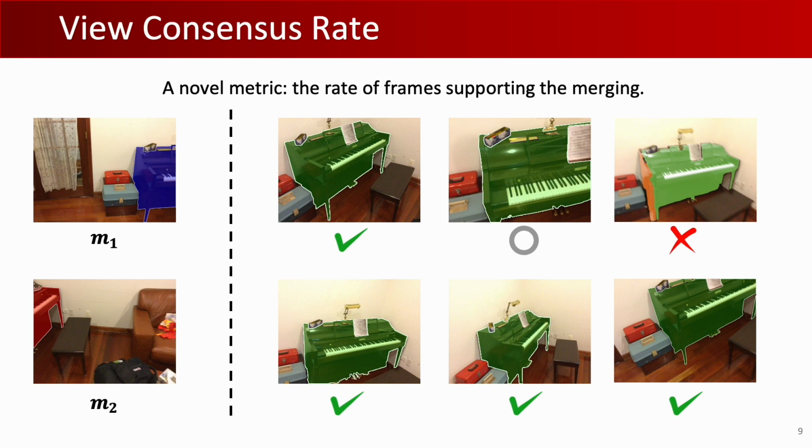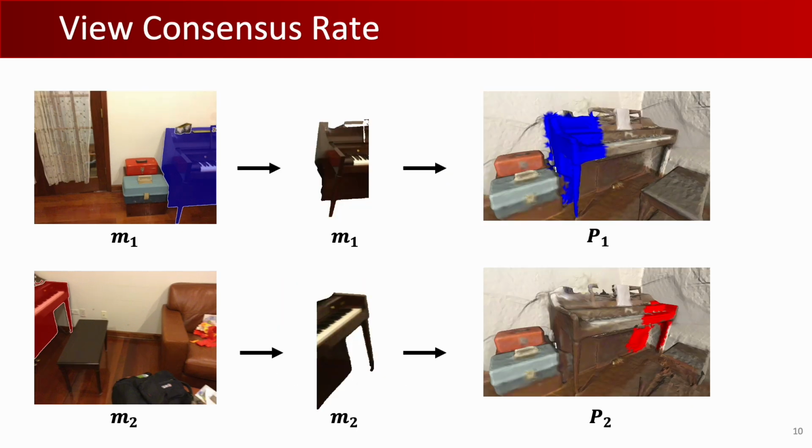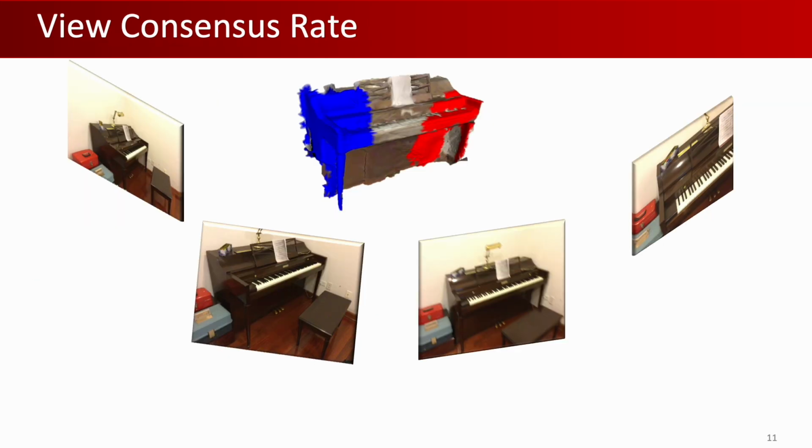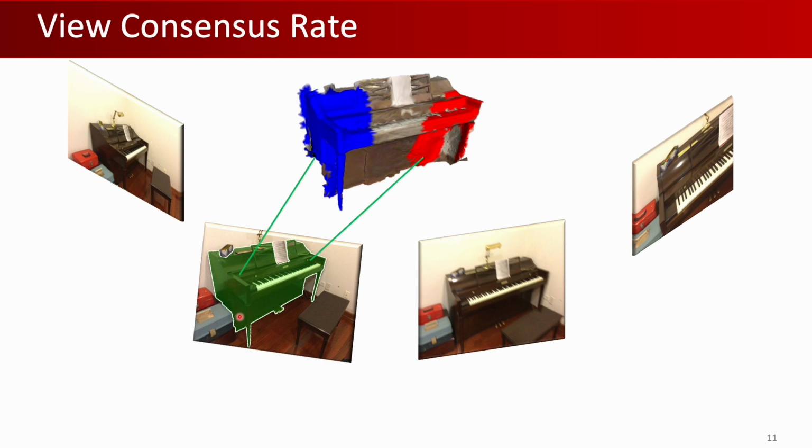This rate is defined as the proportion of frames that support merging these two masks. Specifically, for the blue and red masks shown here, we initially project them back into point clouds. They correspond to the left and right sides of the same piano. Now, let's check each frame in this sequence. In this frame, the 2D model segments the piano as a whole. Both the blue and red point clouds are contained by the green mask, so this frame supports the merging.